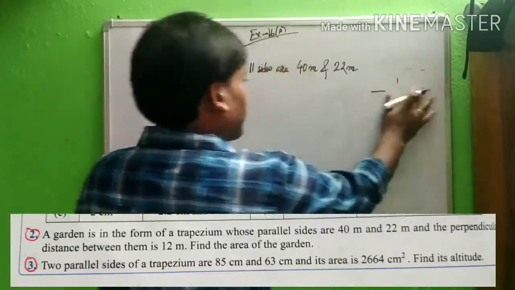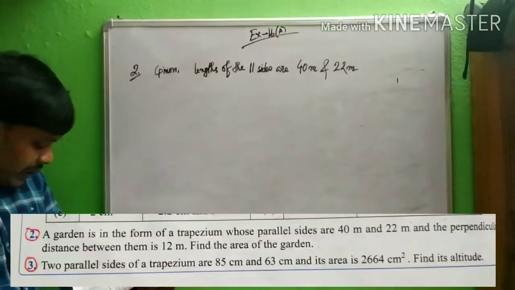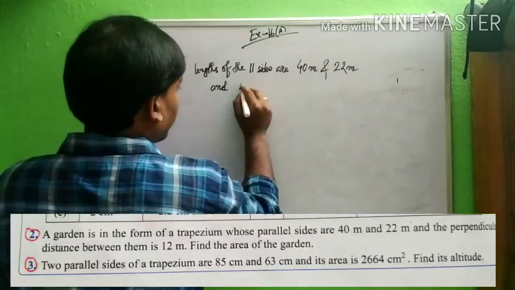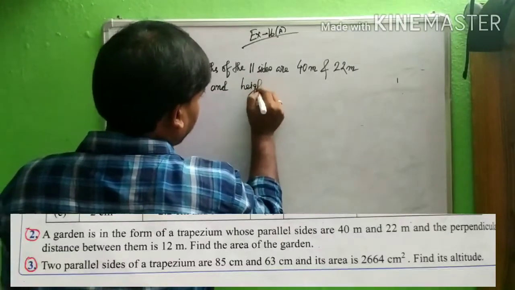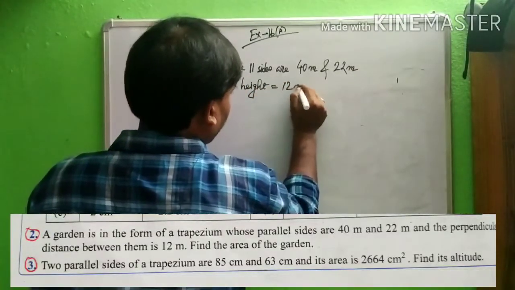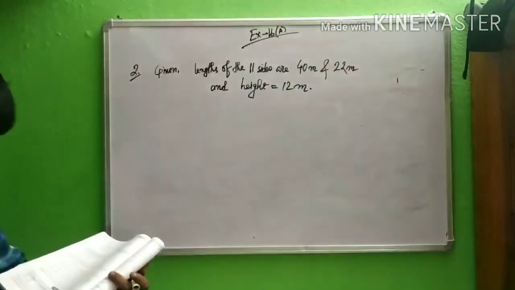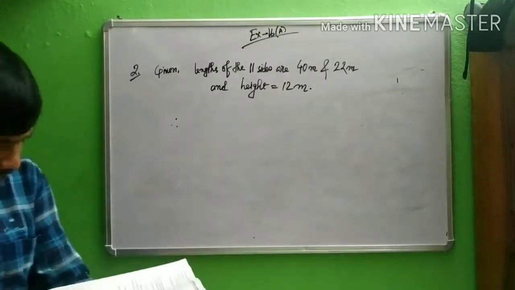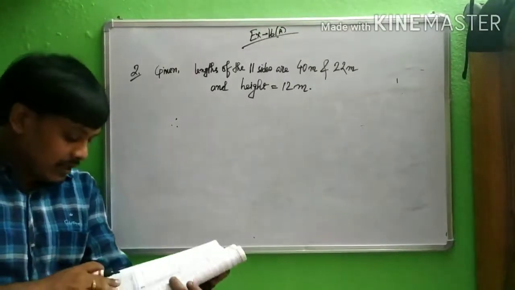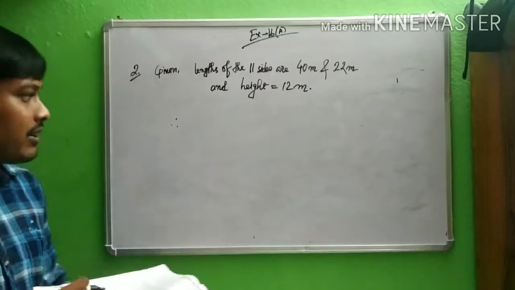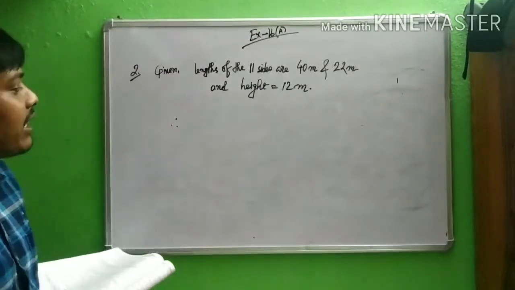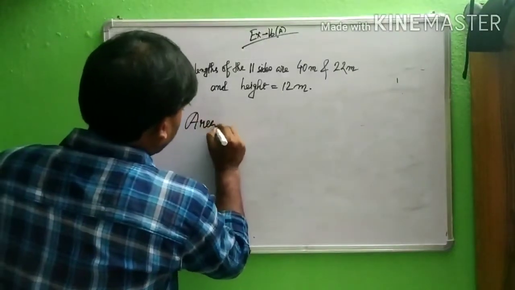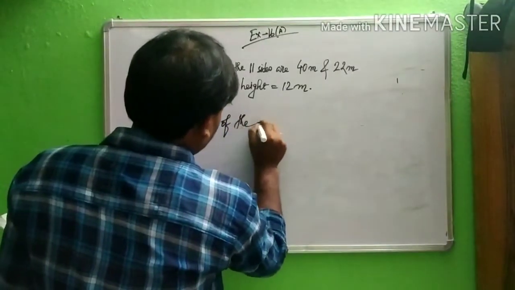So the perpendicular distance between them is 12, and perpendicular distance means height, equal to 12 meter. Therefore, the area of the garden: since the garden is a trapezium, the area of the garden and the area of the trapezium are the same.